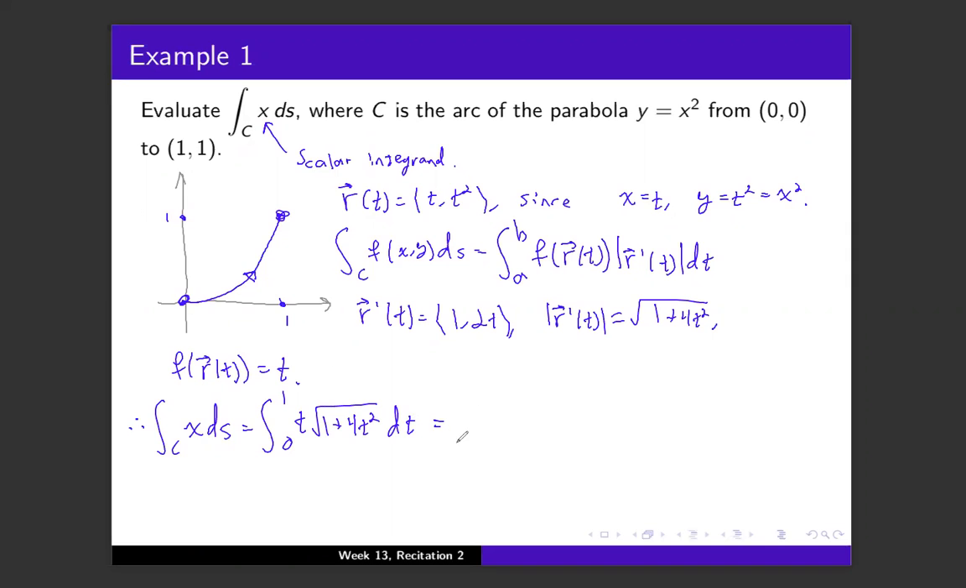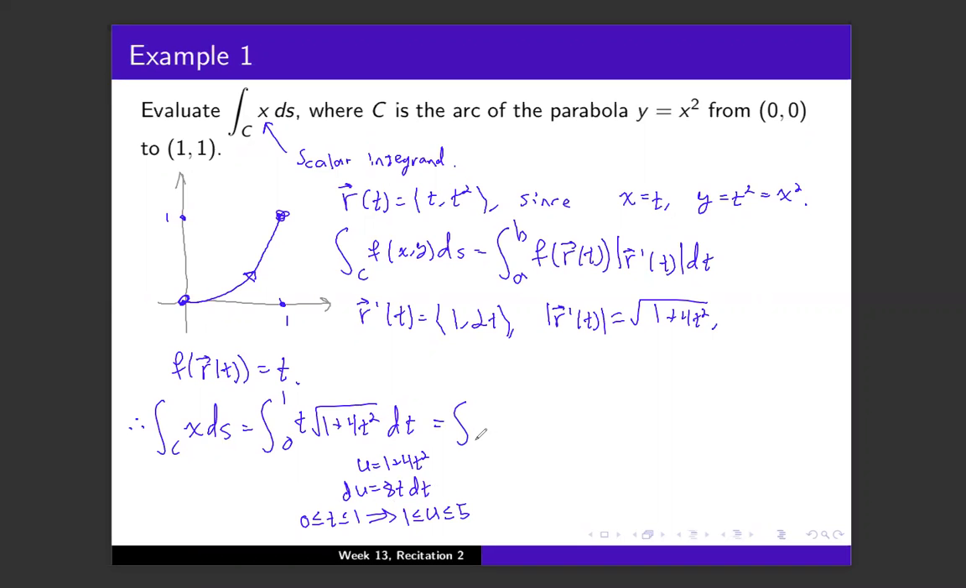And that's basically just your run-of-the-mill u substitution. In this case, we're going to let u equal 1 plus 4t squared. du is going to be, in that case, 8t dt. And when we used to have t going from 0 to 1, we now have to say that u is going from 1 to 5. Right? So u is going from 1 to 5.